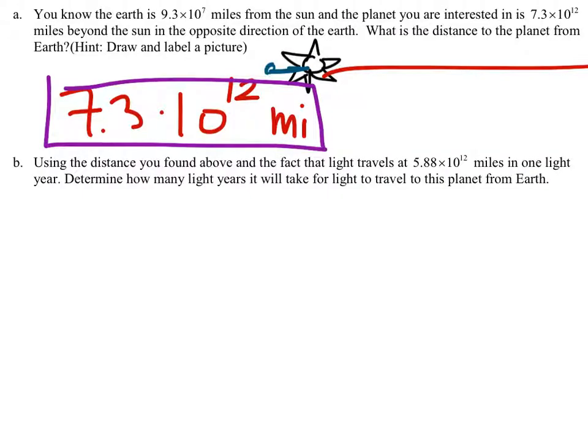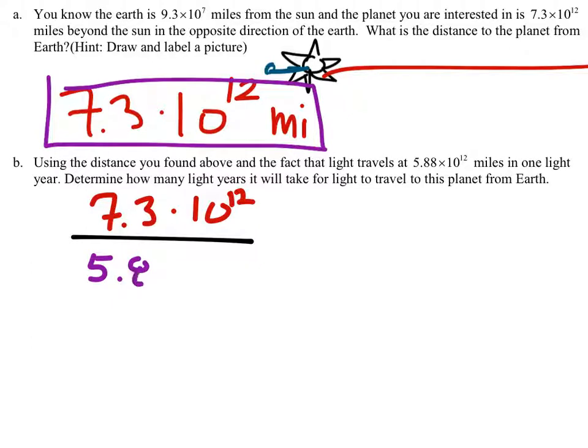Using the distance you found above and the fact that light travels 5.88 times 10 to the power of 12 miles in 1 light year, determine how many light years it will take for light to travel to this planet from Earth. Alright, so the distance that we have was 7.3 times 10 to the 12th miles. And since we want to know how many light years it is, we're going to divide that by how much a light year is, 5.88 times 10 to the power of 12 miles. This will tell us how many light years it will take.